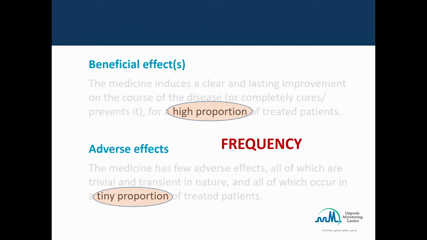So the first aspect that I've highlighted is frequency. And it is quite clear that whatever good the medicine is doing, the more patients that experience that good, the better. So in this example, I've written that a high proportion of treated patients experienced the benefit. And conversely, obviously, for any adverse effect, the fewer patients that are affected, the better. And in this best-case scenario, I've written it was a tiny proportion for all of the adverse effects.